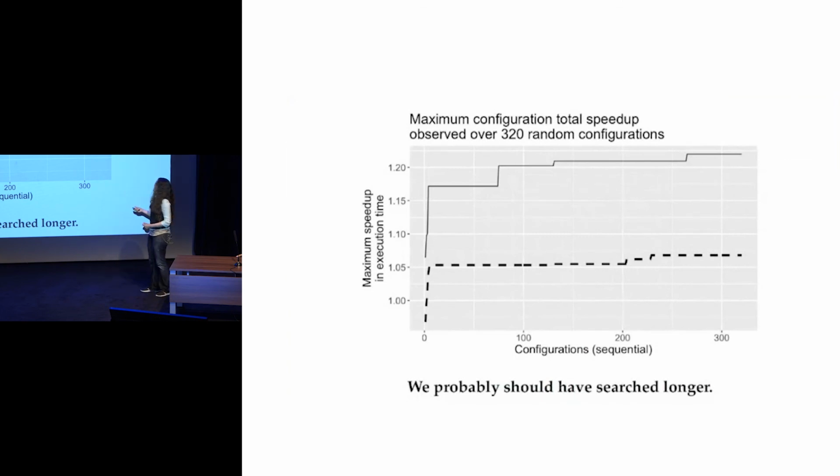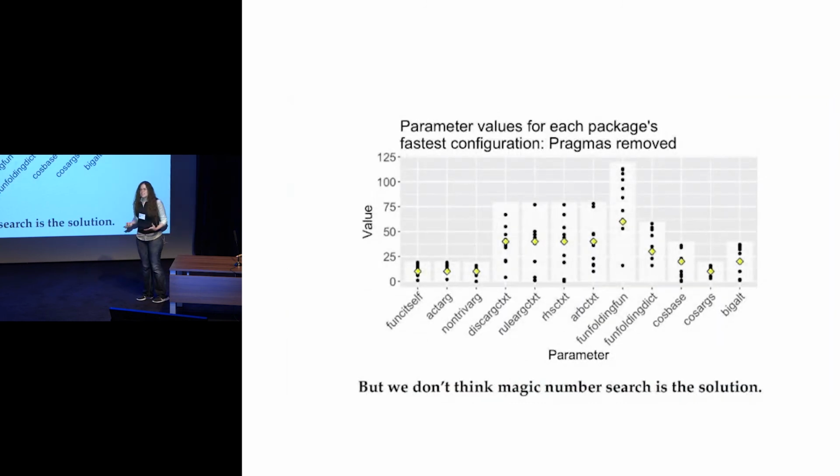This graph just says we probably didn't search long enough. We only did 320 random configurations. I think if we'd gone a little bit longer, we probably could have bumped those lines up a little bit higher. Maybe we could have found a slightly better single configuration, but the deadlines were approaching and we needed the machine. And also, it doesn't seem like the magic number search is the correct solution to this problem. And this graph is kind of explaining why that is.